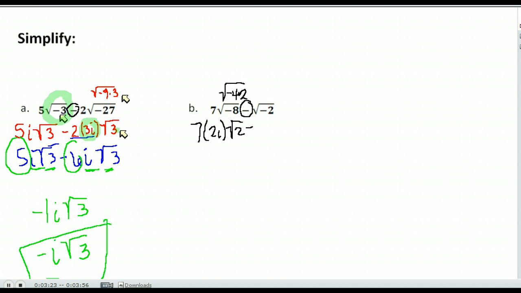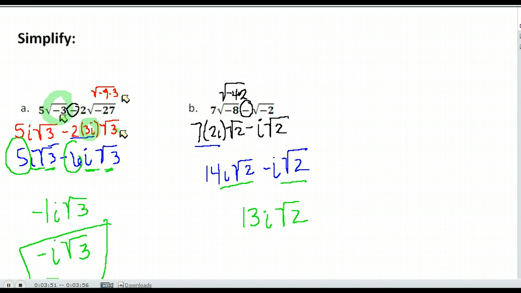Minus the square root of negative 2 doesn't happen, but I do need to bring that i out and make it a positive i root 2. Do a little more simplification here. 2 times 7 is 14i root 2, minus i root 2. Now they are like terms because they are both i root 2, so I can combine them. I have 14 minus 1, which is 13i root 2. And there is our solution.